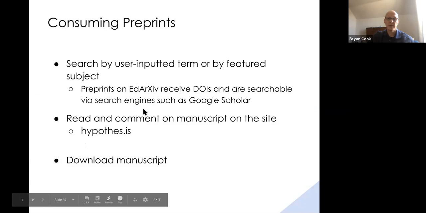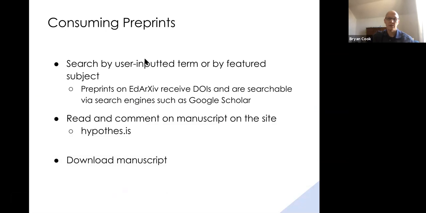For consuming preprints, you can search. You can put in your own search terms. They have subject terms you can search by. Most of the larger preprint repositories assign DOIs, so they're all searchable and they'll come up in Google Scholar. You can also read and comment on manuscripts using a new tool on the OSF family of preprint repositories, Hypothesis. And so you can actually make little notes as you go.